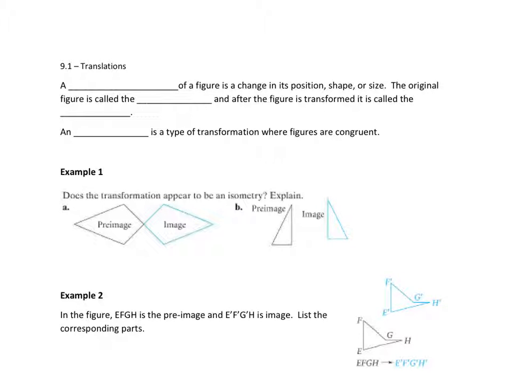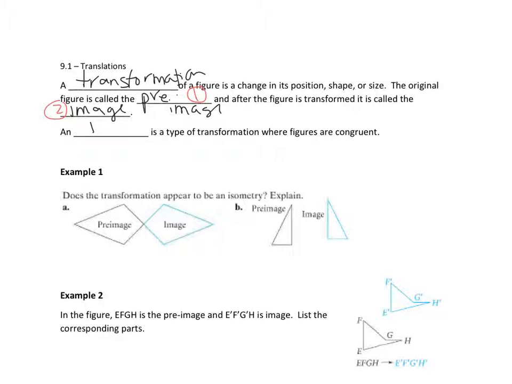A transformation of a figure is a change in its position, shape, or size. The original figure is called the pre-image. We do this a little bit with constructions. And after the figure is transformed, it is called an image. So, pre-image first, and then image second.